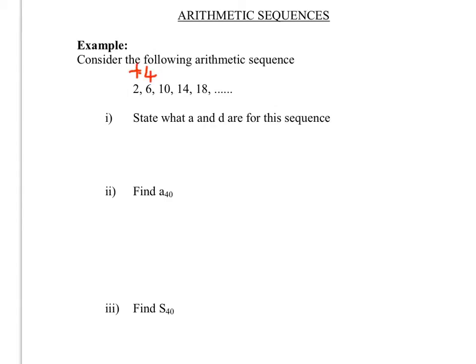So you can see you add 4 to 2 to get 6. We add 4 to 6 to get 10. We add 4 to 10 to get 14. And we add 4 to 14 to get 18. So you can easily generate the term above 18 by just adding 4 to it. So the next term up would be 22.